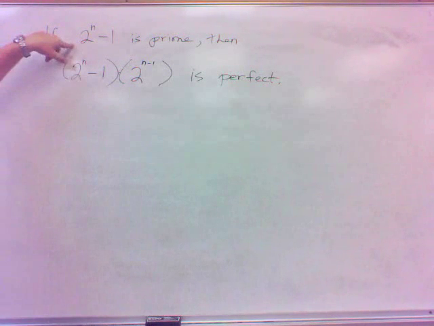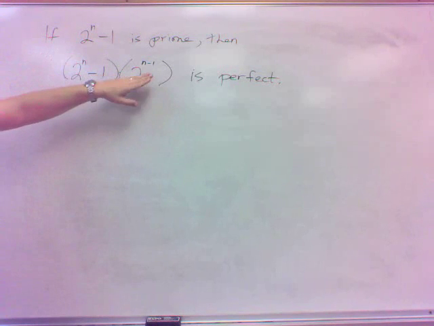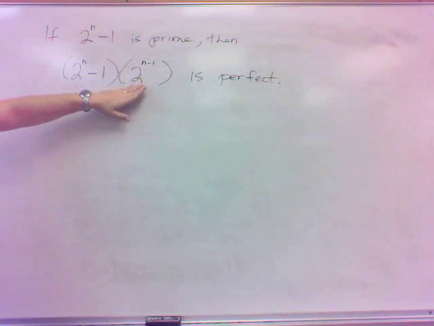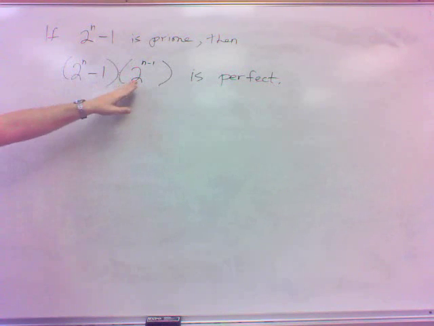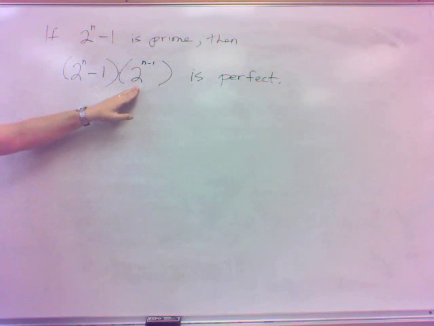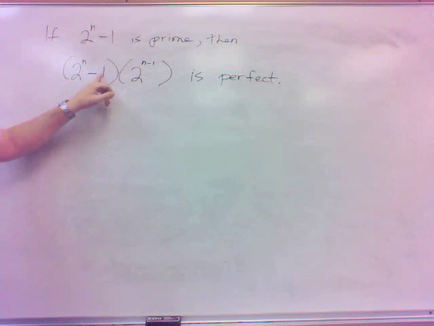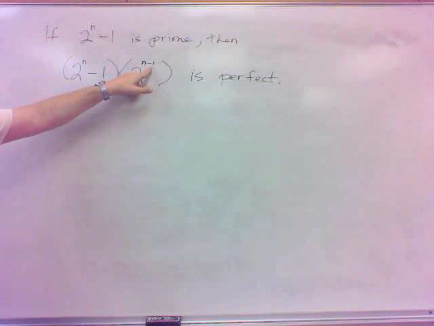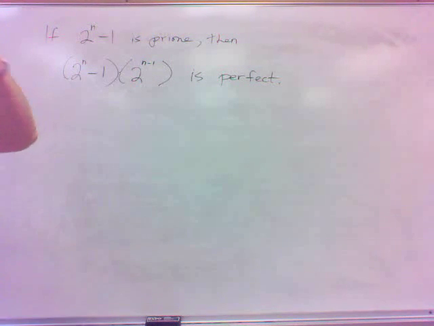If 2 to the n minus 1 is prime, then 2 to the n minus 1 times, now, what's the difference between this number and this number, the one in the parentheses to the left and the one in the parentheses to the right? The difference is when I subtract the 1. Here I do 2 to the n, then I subtract 1. Here I subtract 1, and then I do 2 to that power. You see?